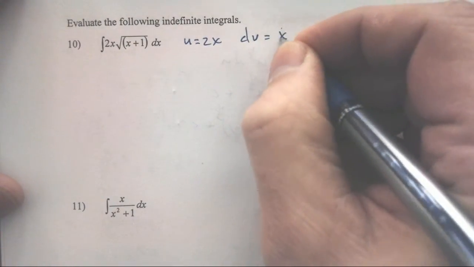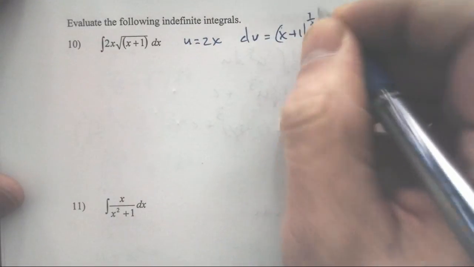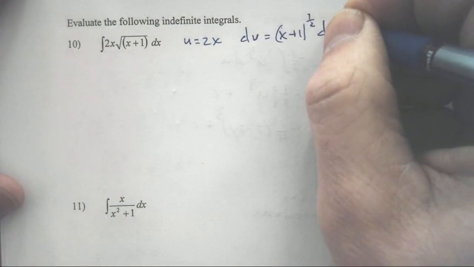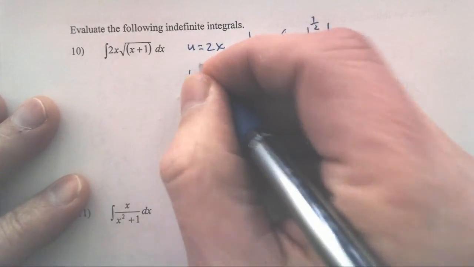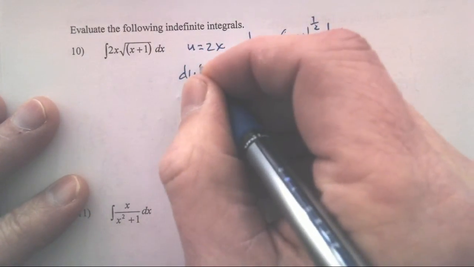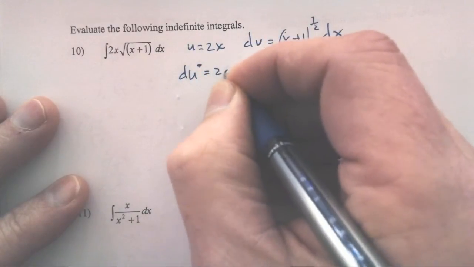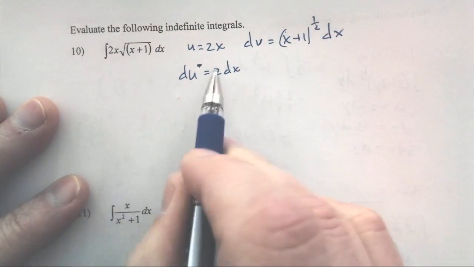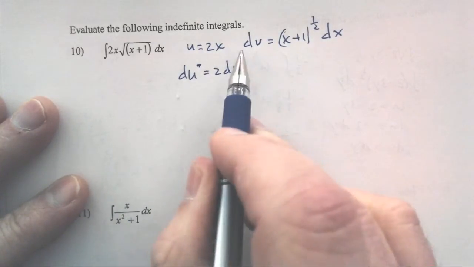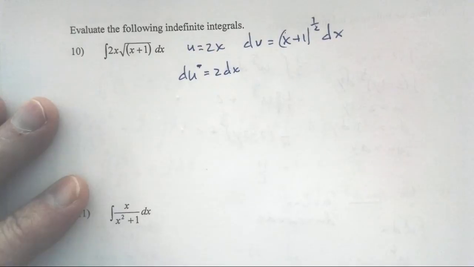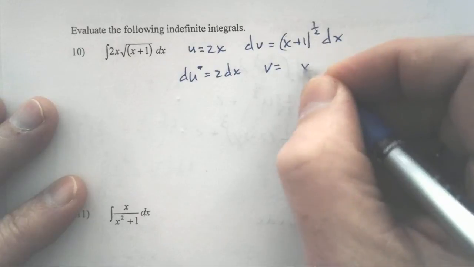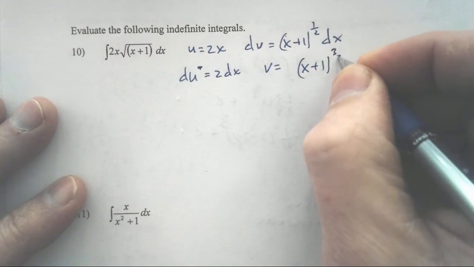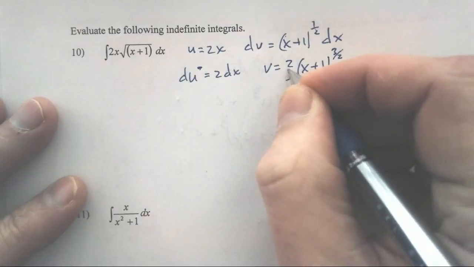Let's call dv x plus 1 to the 1/2 dx. So I'm going to do this by parts, u dv substitution. I always set it up this way. So du is 2 dx, which is just 2. So that's good. And v is the integral of this, which needs to be x plus 1 to the 3/2 over 3/2, or times 2/3.